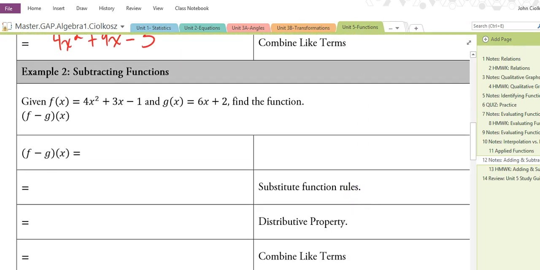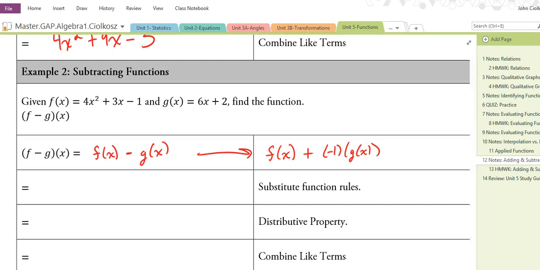Subtracting is a tad bit different here. So this is going to be f of x staying the same, and we're going to minus g of x. So basically that minus sign, I could think of it like this: plus negative 1 times g of x. That's a note card item. I would suggest you definitely put that on.